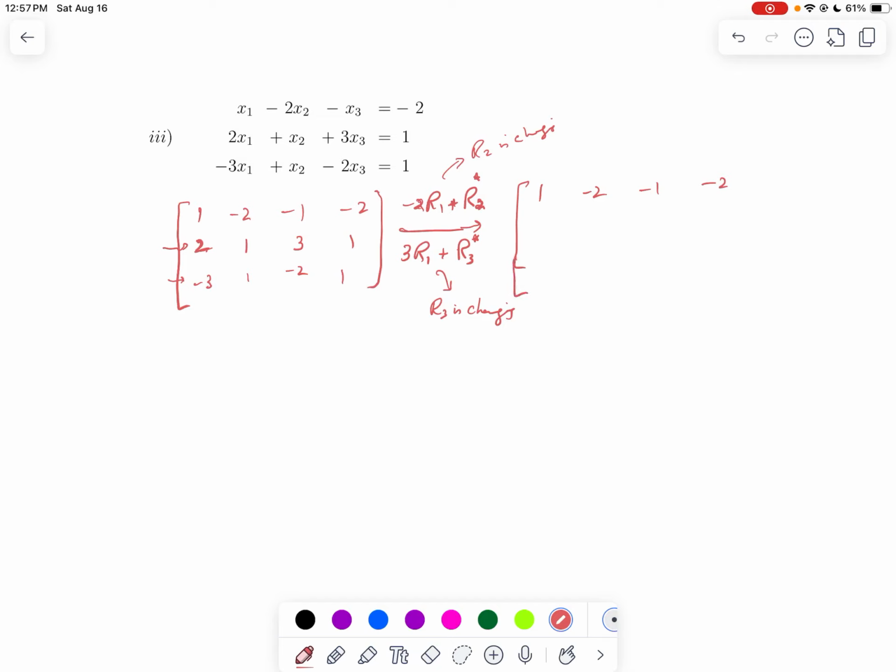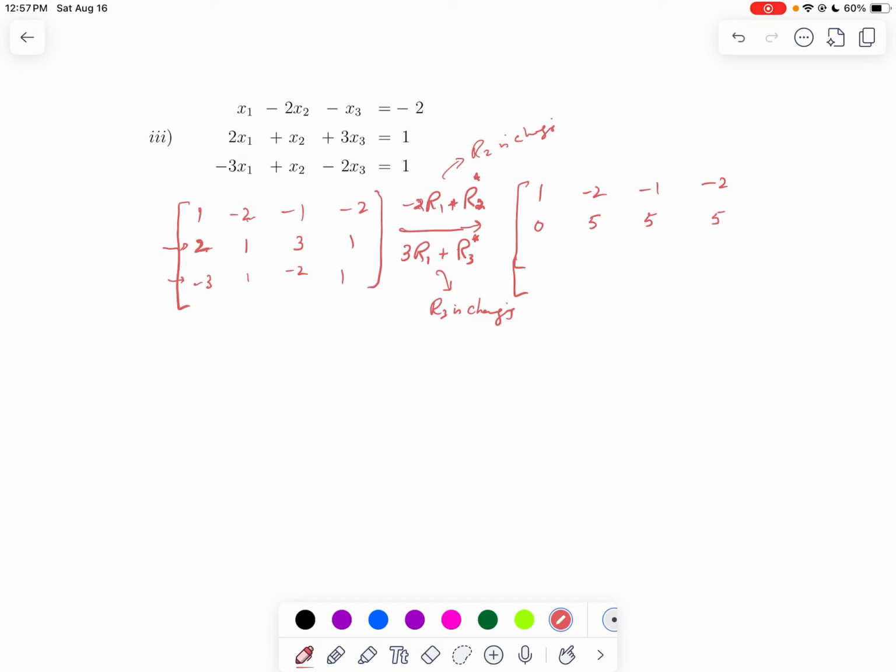What happens in row 2? Well, negative 2 into 1 is negative 2 plus 2, so I get a 0. Negative 2 into negative 2 is 4. 4 plus 1 is 5. Negative 2 into negative 1 is 2. 2 plus 3 is 5. Negative 2 into negative 2 is 4 plus 1, 5.